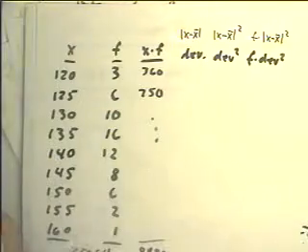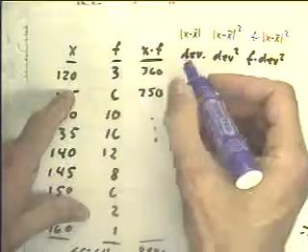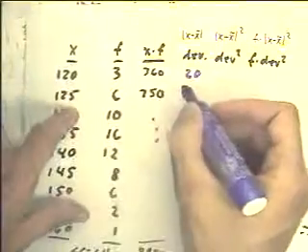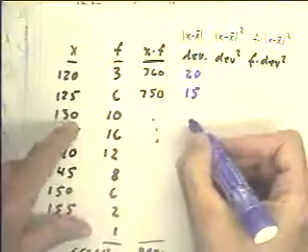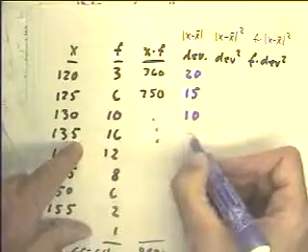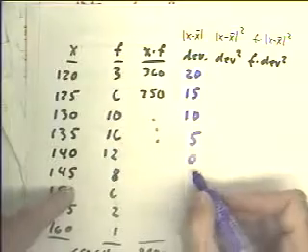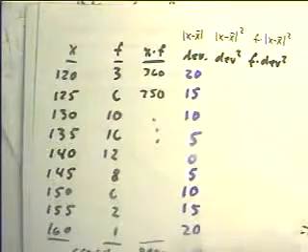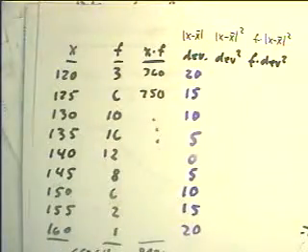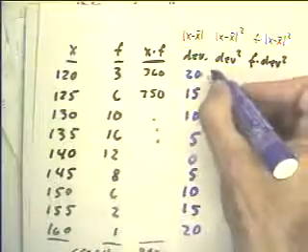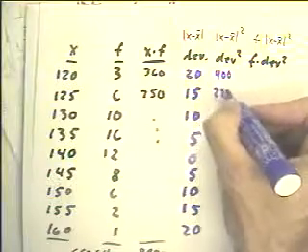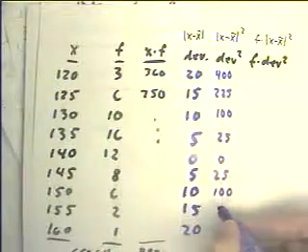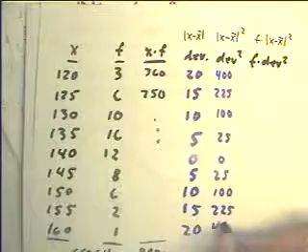If the mean is 140, it's actually closer to 141, but I'm going to keep the numbers as round as possible for this calculation. So the deviation here from 140, between 120 and 140, the difference is 20. 125 and 140, the difference is 15. 130, the difference will be 10. Then 5. 140 is the same as the mean. And it should be pretty clear that our deviations are going to run like this. Now, those are easy numbers to square. Our squared deviations are going to be 400, 225, 100, 25, 0, 25, 100, 225, and 400.